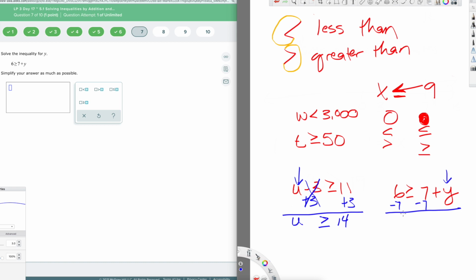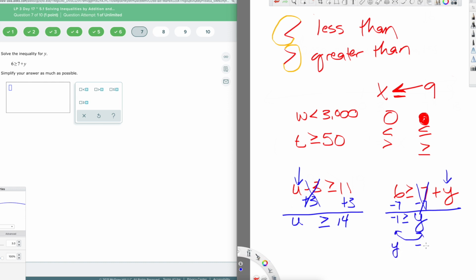We're still just subtracting here. So 6 minus 7 is negative 1, because I subtract them. The bigger number tells me the sign. And I have greater than or equal to, 7 minus 7 cancels, and I have y. So this is where I get picky and I say, switch these. I want you to flip-flop it so that y and negative 1 are on the other sides.